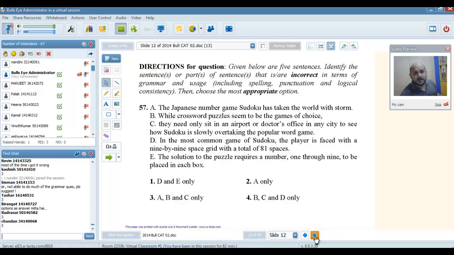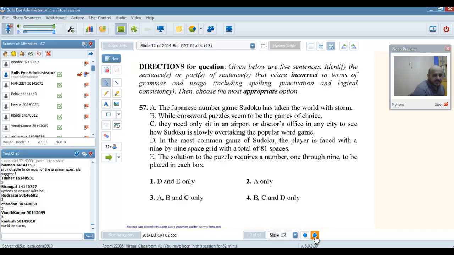Option: the first sentence has an error, it has taken the world, what should we say, by storm. The second one, while crossword puzzles, even though puzzles are a plural in this case, crossword puzzles refers to the game, so it has to be the game of choice. Third sentence is completely illogical. The "they" is completely out of place. When you read the sentence, it doesn't make sense.